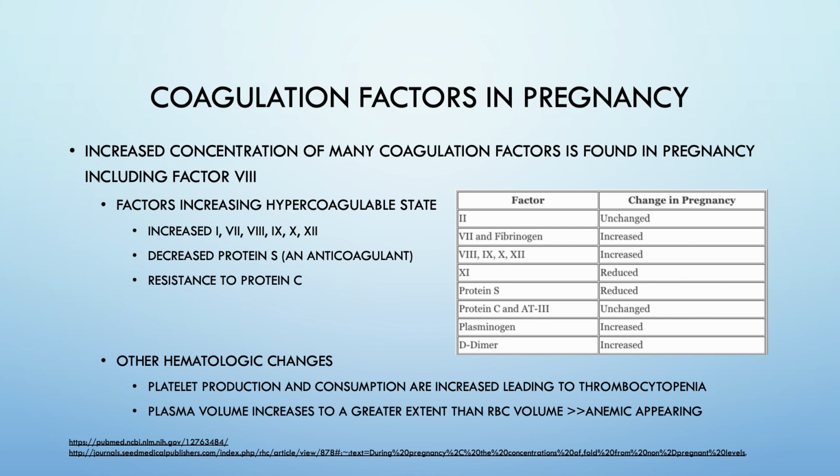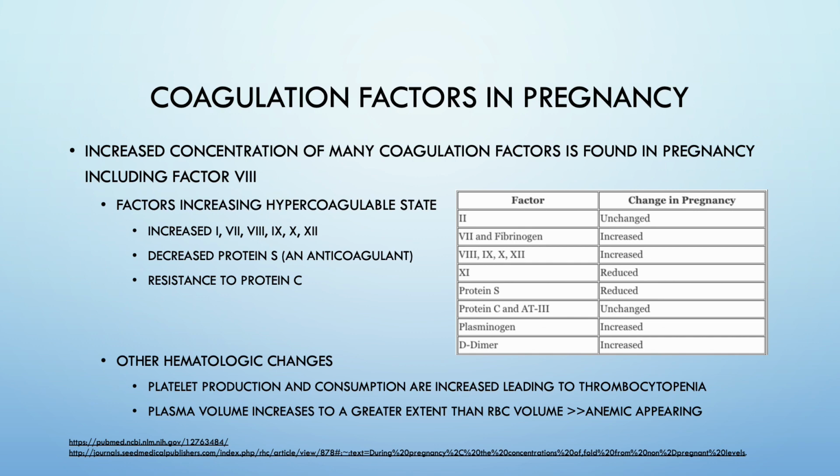Our next gap is coagulation factors in pregnancy and the changes in these factors during pregnancy. They reference specifically factor 8 as being a factor that a lot of folks were confused on. But in general, pregnancy is a hypercoagulable state. Many of the clotting factors are increased during pregnancy. And this includes factor 8. So 1, 7, 8, 9, 10, 12 all see increases.